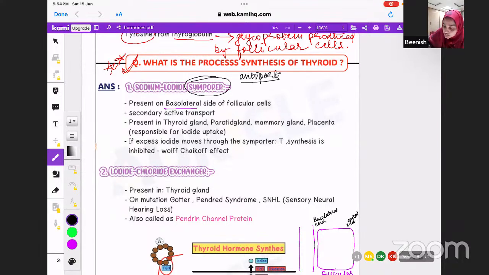You should know this also. Now, what is an antiporter? Your antiporter is a protein which is going to move two molecules across a membrane in opposite directions. So, symporter in the same direction, antiporter in opposite directions.